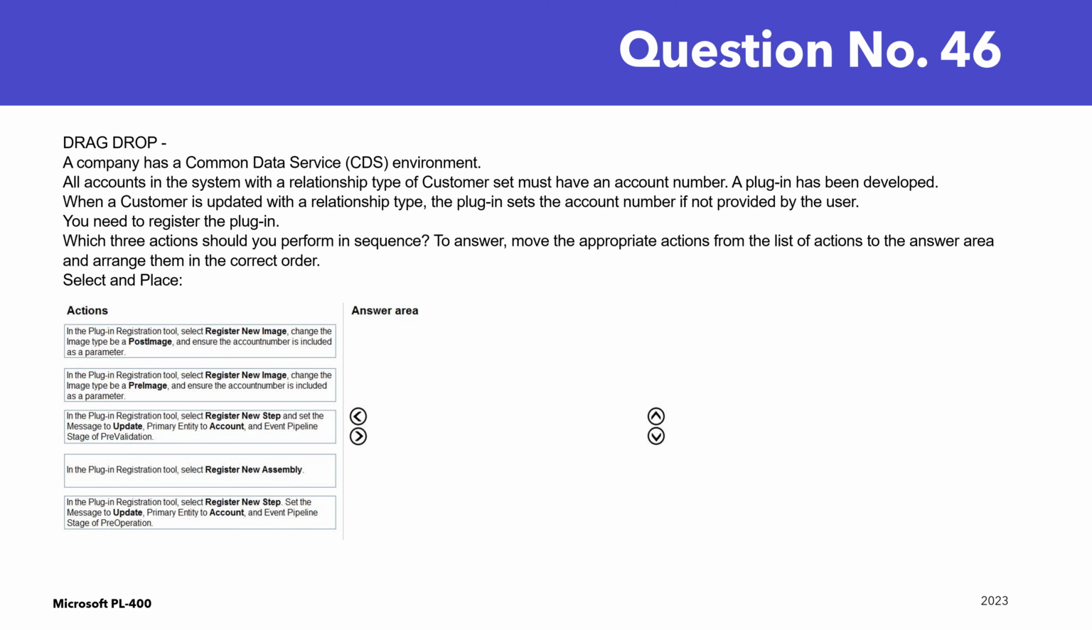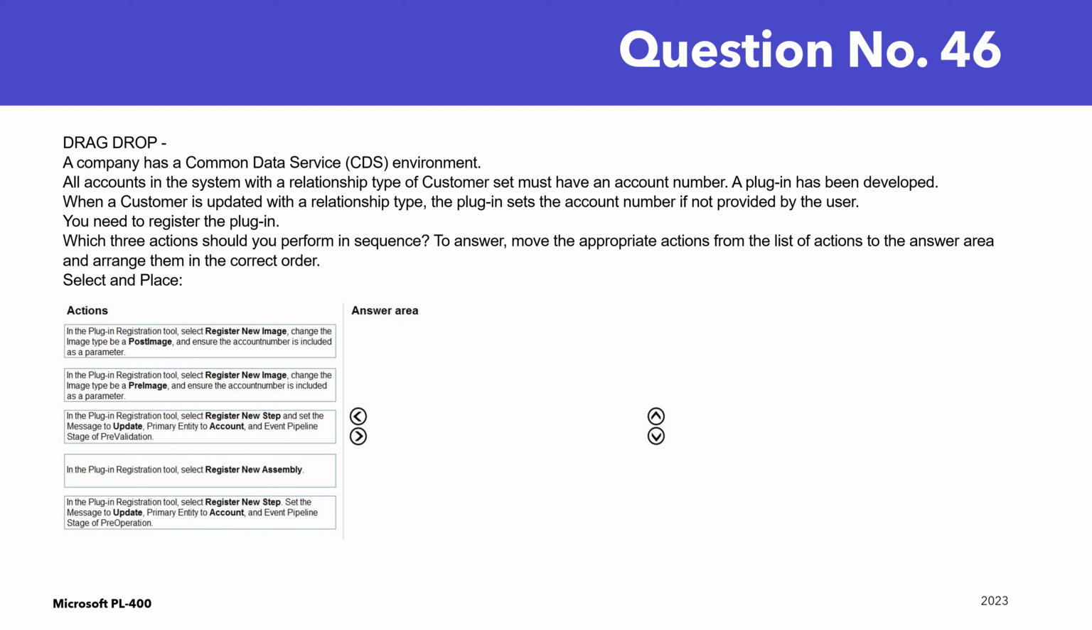A company has a Common Data Service, CDS, environment. All accounts in the system with a relationship type of customer set must have an account number. A plugin has been developed. When a customer is updated with a relationship type, the plugin sets the account number if not provided by the user. You need to register the plugin. Which 3 actions should you perform in sequence?